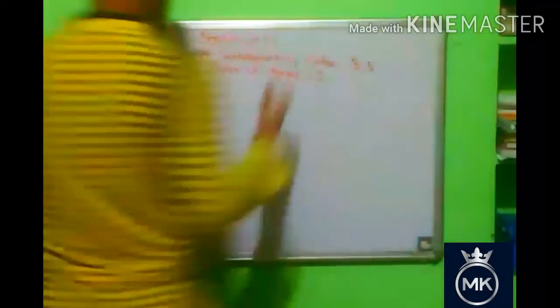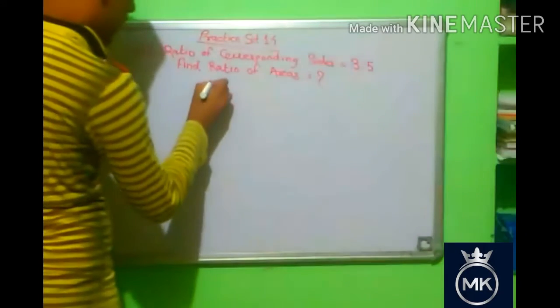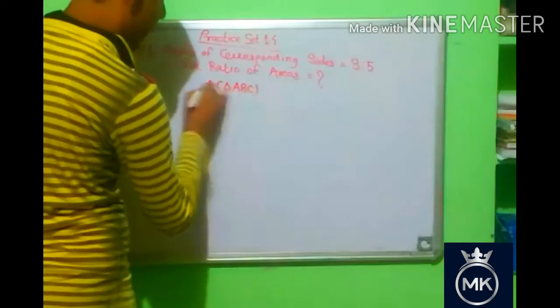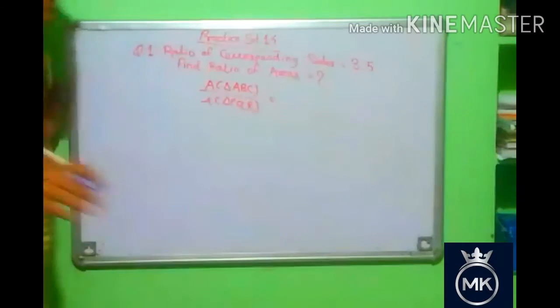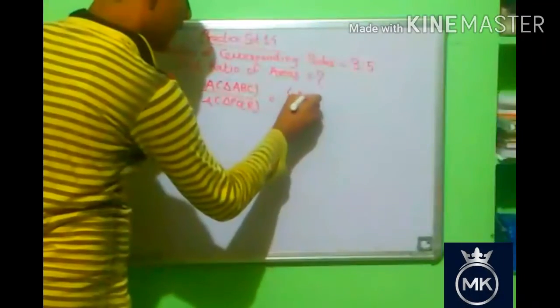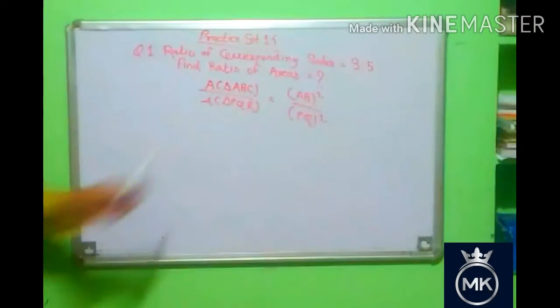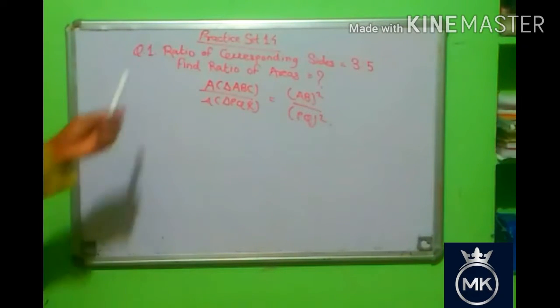Friends, do you know what this theorem is? This theorem says: if there are two triangles ABC and PQR, then the ratio of areas of both triangles is equal to the square of the ratio of their corresponding sides, meaning AB square by PQ square. This is the theorem, okay. The ratio of areas of both triangles is equal to the ratio of squares of the corresponding sides of those triangles.